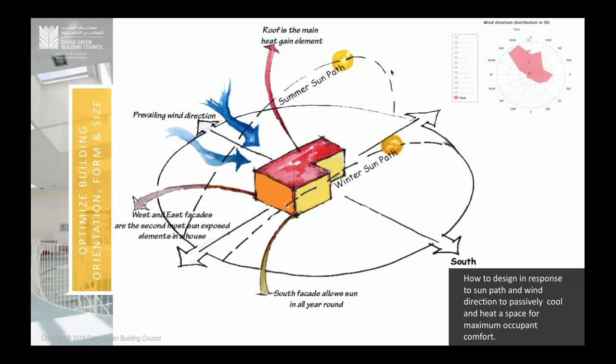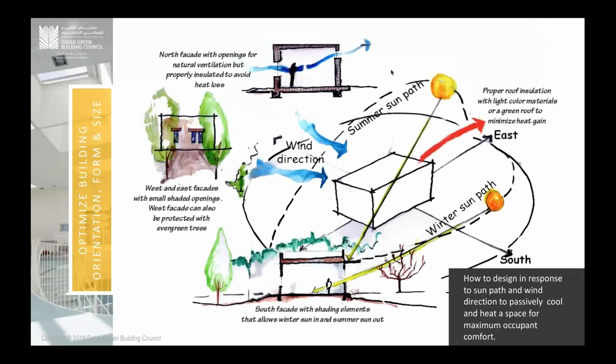So, and understanding at the same time that, for instance, in your west facade, if you are in the northern hemisphere, you will get more sun exposure there, more than the northern facade, and so on. Where is my prevailing wind direction? These are the kind of things that you need to understand.